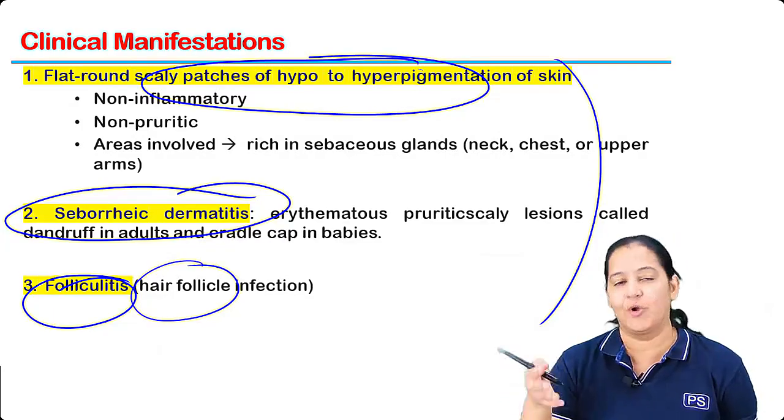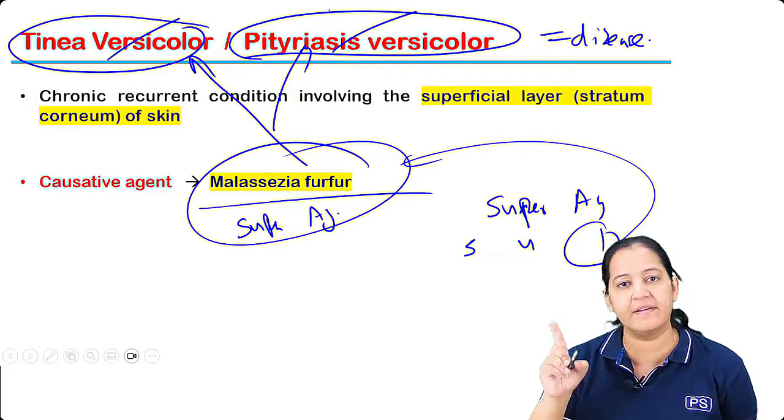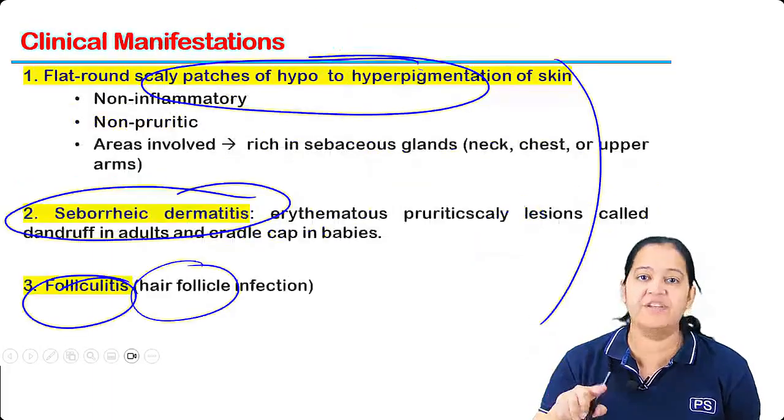Okay, let's go. So we have seen the first fungus, tinea versicolor, pityriasis versicolor. We have seen the causative agent. We have seen the symptoms.